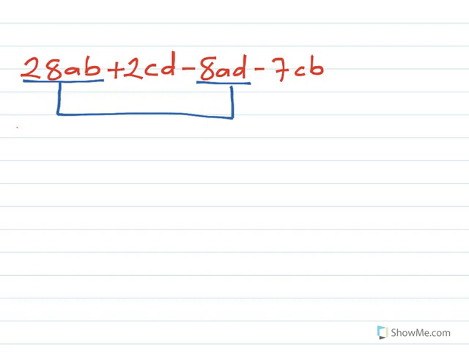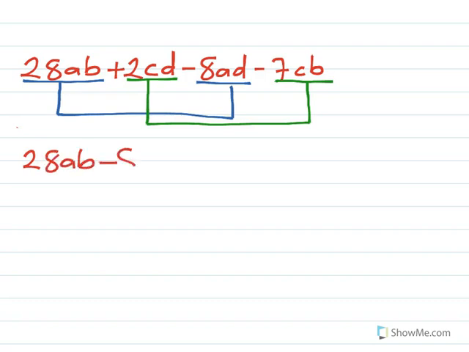And we can also look at 2cd and also group it with 7cb. What is common there is C and C on both sides. So if you look at that, I can rearrange it like this. It will give you 28ab minus 8AD plus 2CD minus 7CB. Now you can see that there is something common in there.